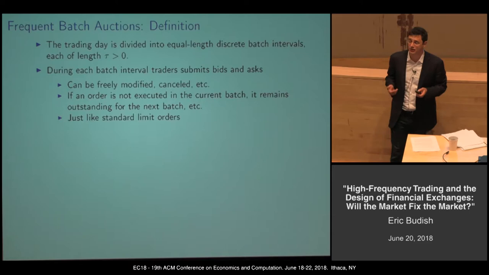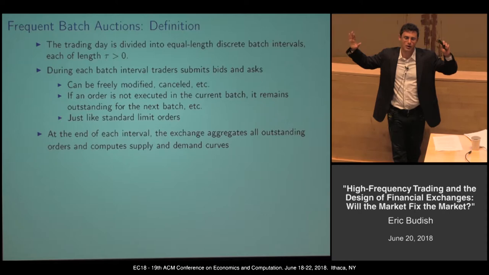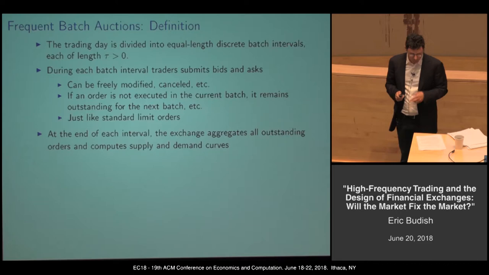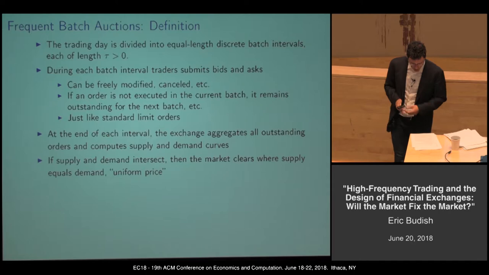At the end of each batch interval, the exchange aggregates all outstanding orders, so all orders that have been remaining in the market from previous intervals and orders that are new this interval, aggregates supply and demand and figures out whether they cross or not. If supply and demand don't cross, then no trade happens and orders just carry forward to the next millisecond, to the next interval. If supply and demand do cross, then transactions occur at a market clearing price.